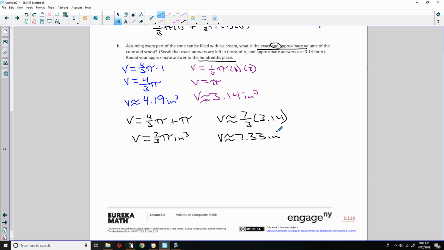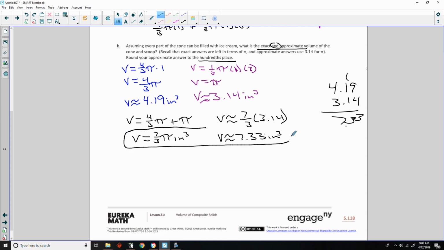Cubic inches. Now if I just added these, what would I have gotten? 4.19 plus 3.14 is 7.33. This time it came out to be the same. There were no rounding problems, but there could be. So here is our exact and our approximation. Okay, so if you got that right, treat yourself to some ice cream. Yummy.